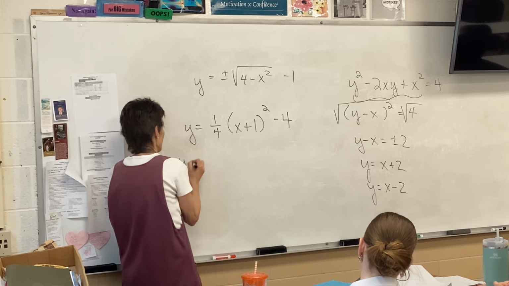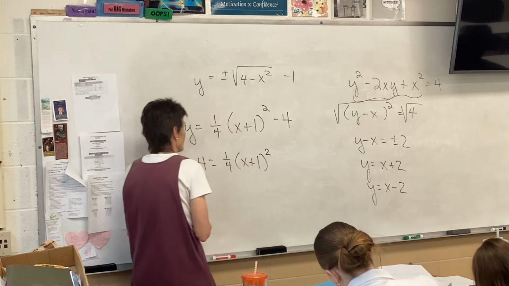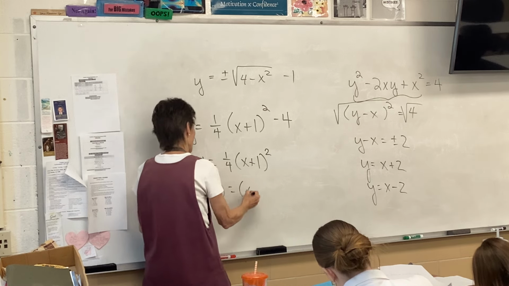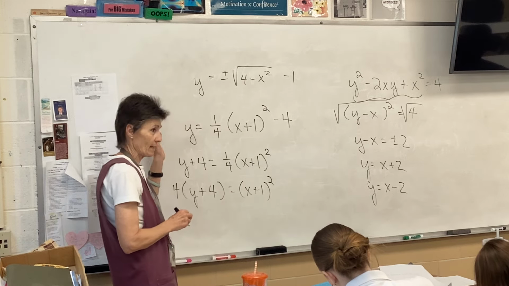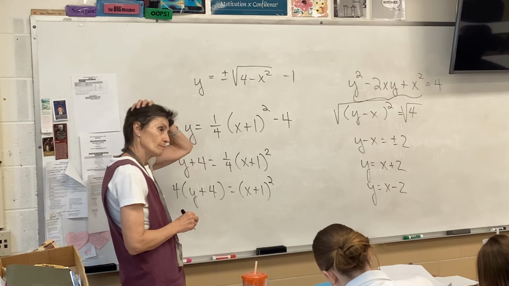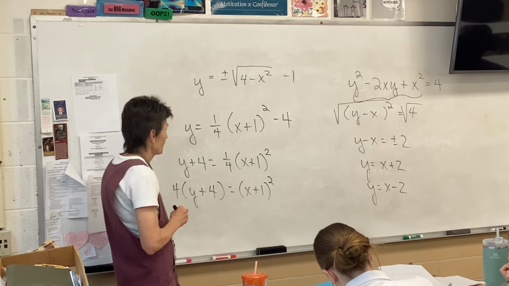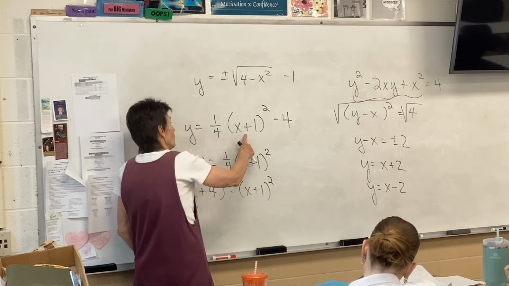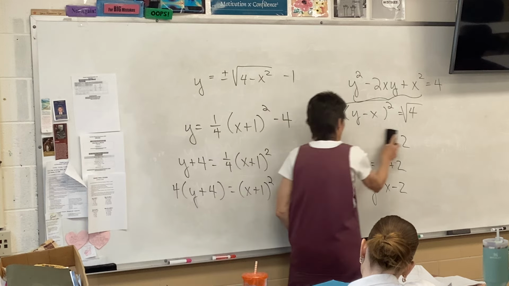Let's add the 4 and multiply by 4. Now, first of all, is that the same equation that I started with? This one has been shifted right 1 and down 4. So that is called the vertex of the parabola.